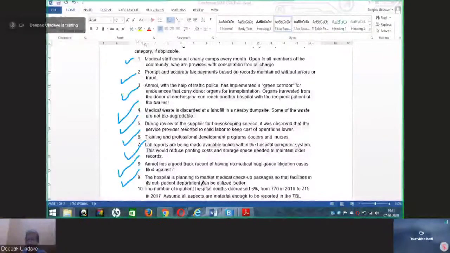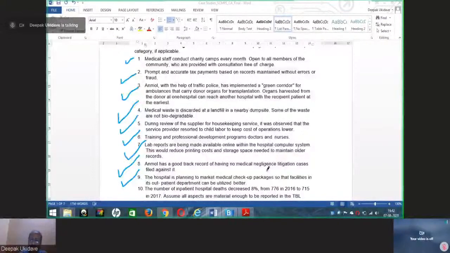9th one, the hospital is planning to market medical checkup packages so that facilities in its outpatient department can be utilized better. Repeat, the hospital is planning to market medical checkup packages. Normally these packages are comprehensive packages. So it is not just eye testing or testing of your blood pressure or sugar, but a comprehensive package or a plan that is offered to the patients who are interested in doing a complete body checkup once in a year or whatever frequency.